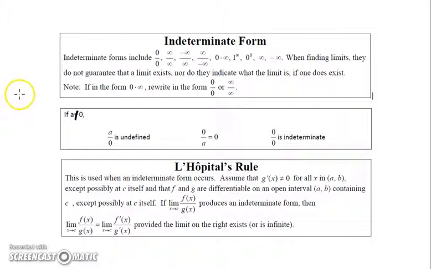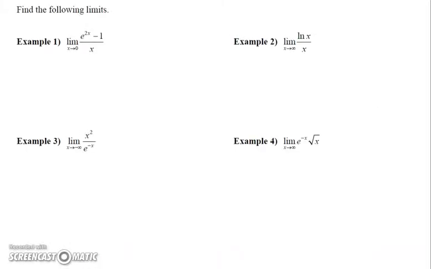We're going to rewrite it as 0 over 0 or infinity over infinity, and I'll show you an example or two that kind of deal with that. The reason we want it in one of these two forms with division is so we can use our L'Hopital's rule. L'Hopital's rule only works if we have a fraction. So there are some quick, straightforward problems on here that we can run through.